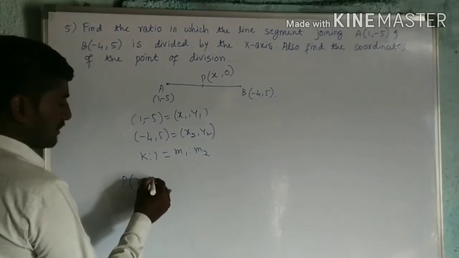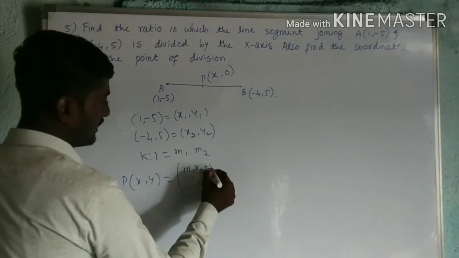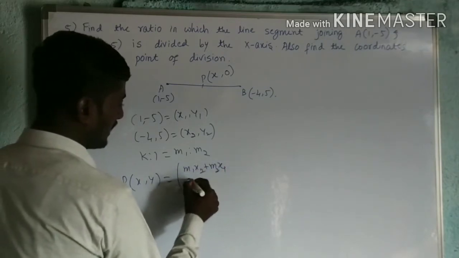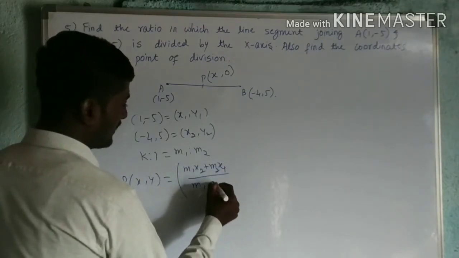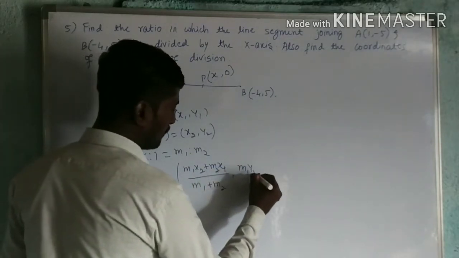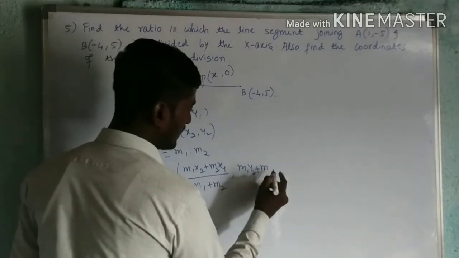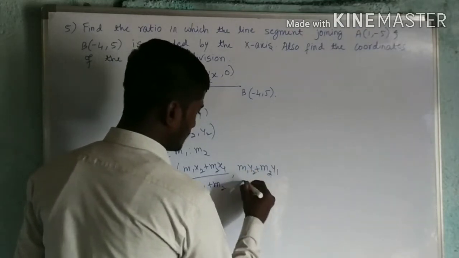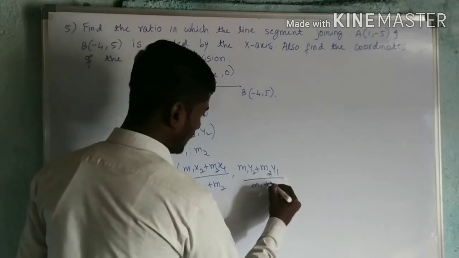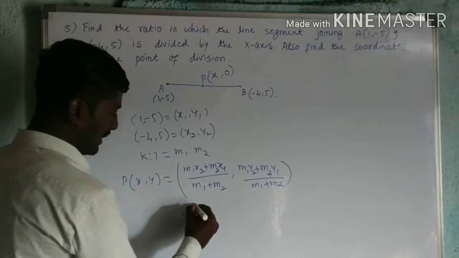Now let us write the formula for P(x, y). Generally I am writing: x equals (m1x2 plus m2x1) divided by (m1 plus m2), and y equals (m1y2 plus m2y1) divided by (m1 plus m2). Okay, now let us substitute the values.